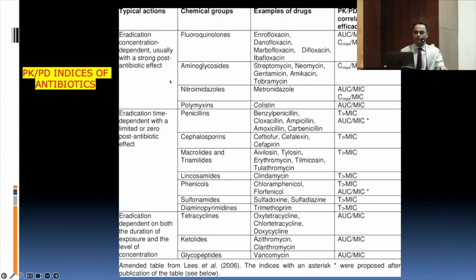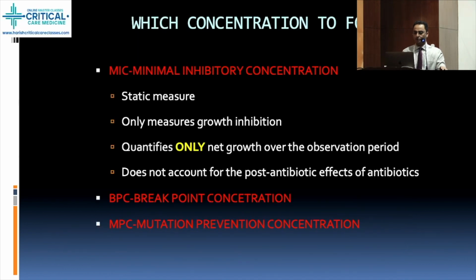So these are the PKPD indices of all the antibiotics, whether they work by AUC over MIC, concentration dependent or time dependent. That is very essential for the trainees to remember. Very, very important. It's not so easy, just like giving a meropenem over 1 hour as a maintenance dose; it's not going to adequately achieve and it's not going to have adequate efficacy. You need to understand this PKPD principle also. Again, one more problem is which concentration to follow. To confuse more, we have MIC, breakpoint concentration, mutation prevention concentration and all.